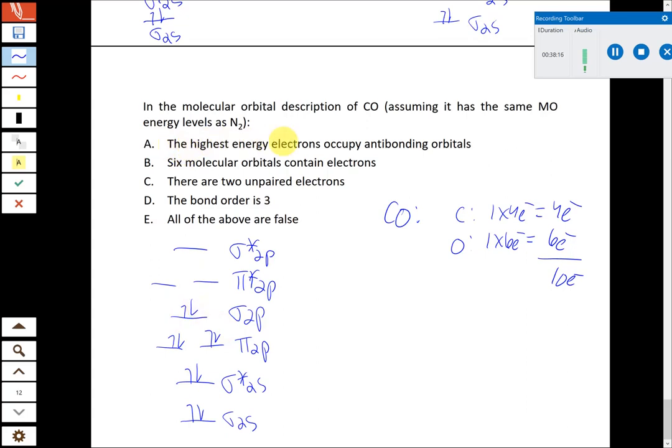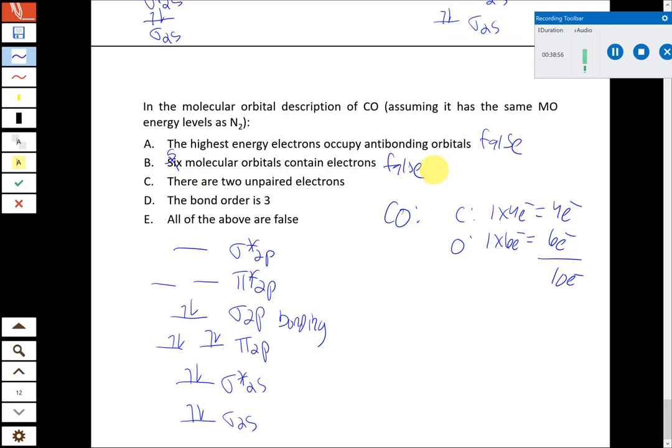In choice A, the highest energy electrons occupy antibonding orbitals. What we see is that the last 2 electrons we put in, the highest energy ones, occupy the sigma 2p. Because it doesn't have a star next to it, this is a bonding orbital. So this one is false. For choice B, 6 molecular orbitals contain electrons. If we have 10 electrons, we see how many of these orbitals are filled. We have this orbital, these 2, and this one, so a total of 1, 2, 3, 4, 5. Only 5 orbitals actually contain electrons. So this one is also false.